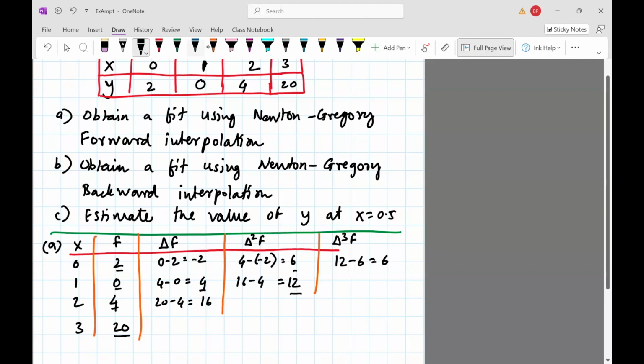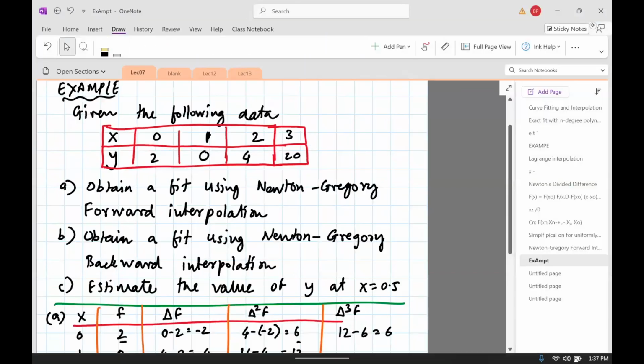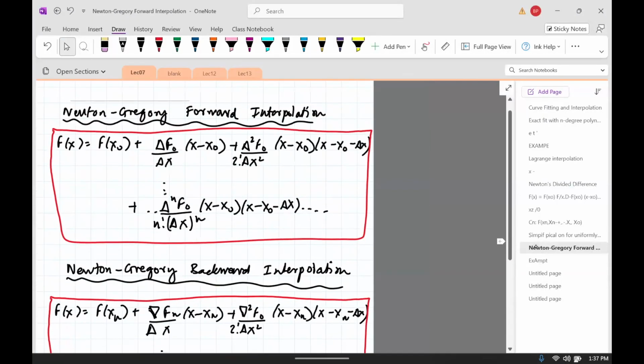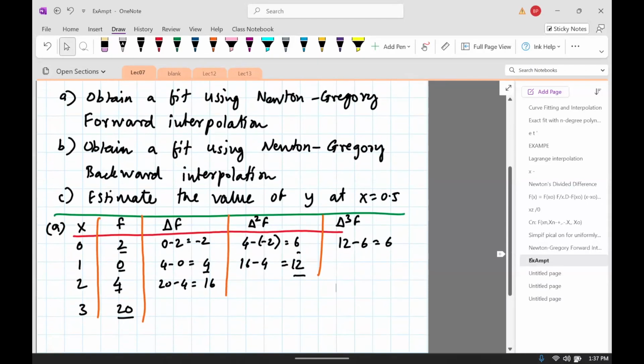Okay, now what we do next, we're almost there. Now, when we try to write the formula, remember it was always the first value: f0, delta f0, delta square f0. The first value sits right here. Sorry, this is f0. This is delta f0. This is delta square f0. And this is delta cube f0.